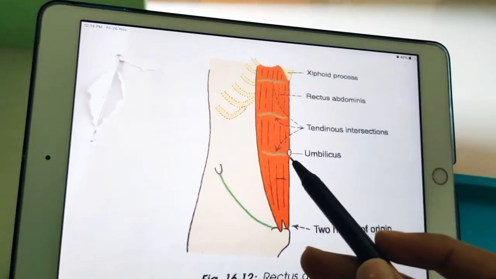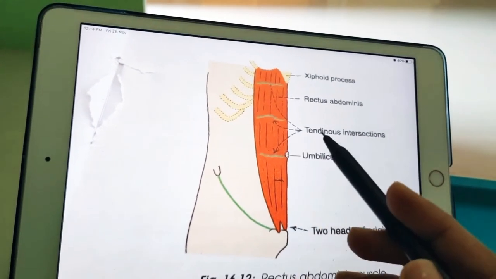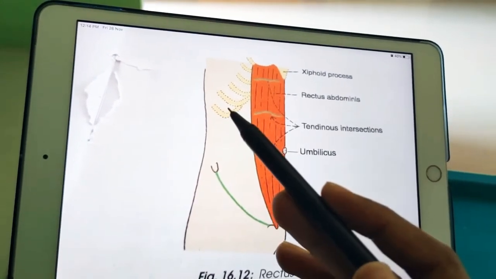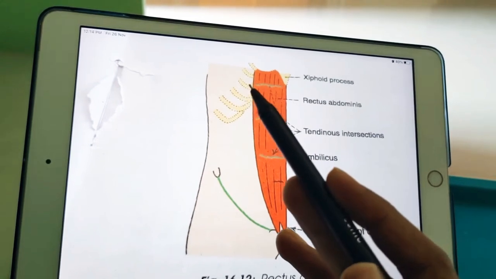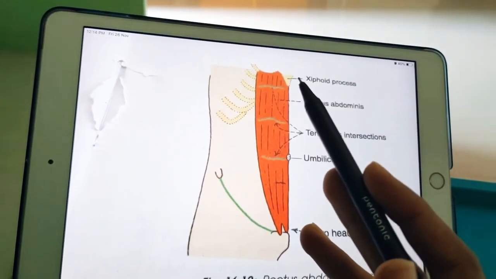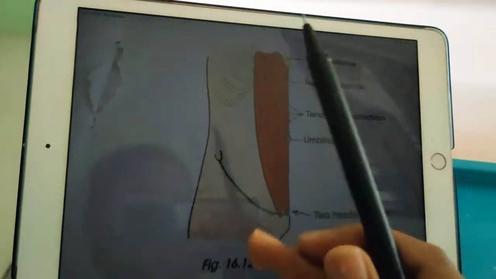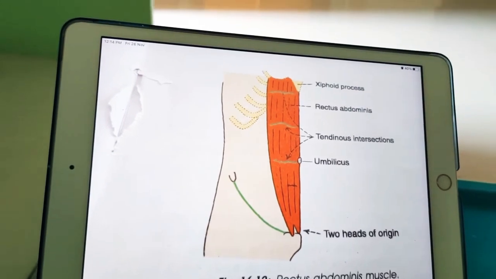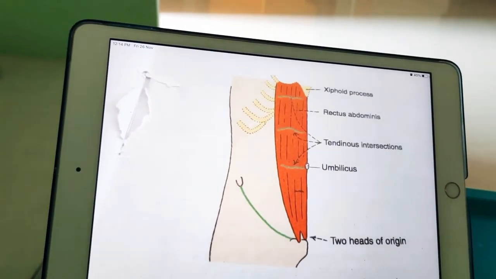So this is the umbilicus. At the side of it you can see these tendinous intersections, and this is the xiphoid process, and these are the costal cartilages, these are ribs actually. It has its insertion into the costal cartilages and xiphoid process, and remember it has two heads of origin. So now coming to the actions of the muscles of the anterior abdominal wall.